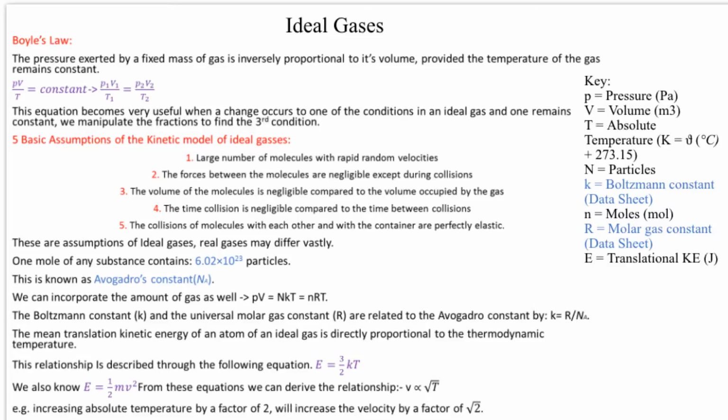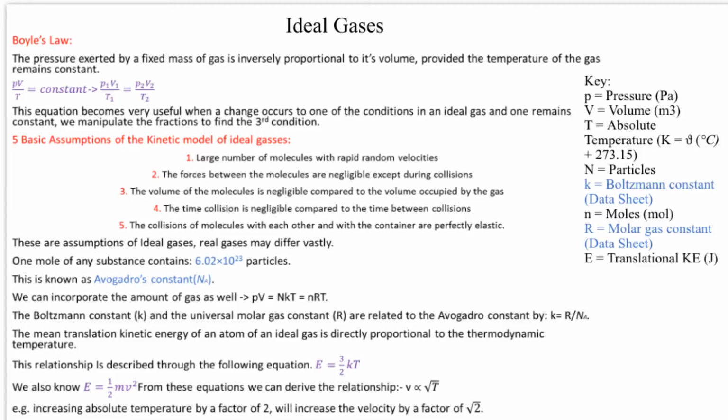We can incorporate the amount into the equation above, and we get the equations PV equals NkT and PV equals nRT. On the right hand side of the screen is a key which shows what all of the symbols mean and where you can find them, if you can find them on the datasheet, and their units. The Boltzmann constant, k, and the universal molar gas constant, R, are related to the Avogadro's constant by the equation k equals R over Na.